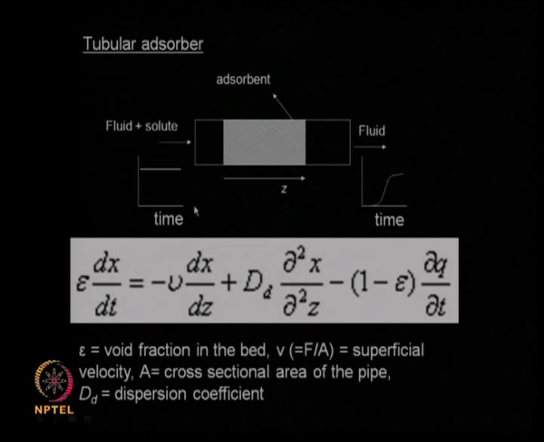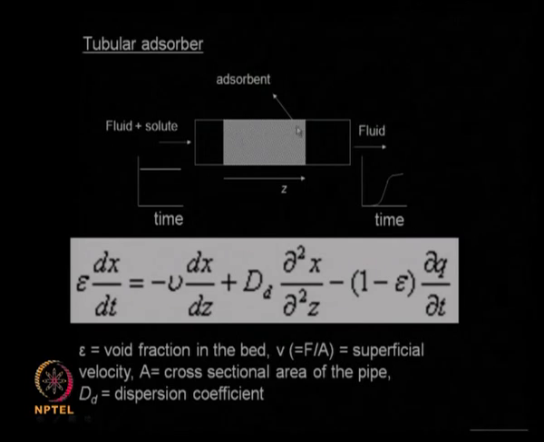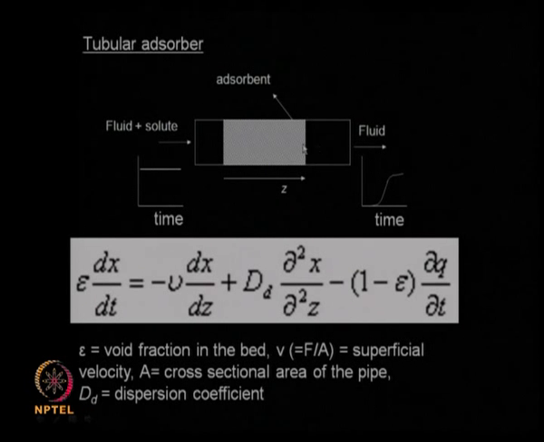Okay, so with time what happens is I will have a certain concentration of the solute inside the fluid, and if you see the exit stream, when you have a fresh adsorbent all the solute would have got adsorbed, right. After some time the solute will be so much that the entire adsorbent would have adsorbed this solute, and some solute will be leaving this particular tube. That means the adsorbent would have got saturated with the solute and it will not be able to adsorb any more. So what happens?